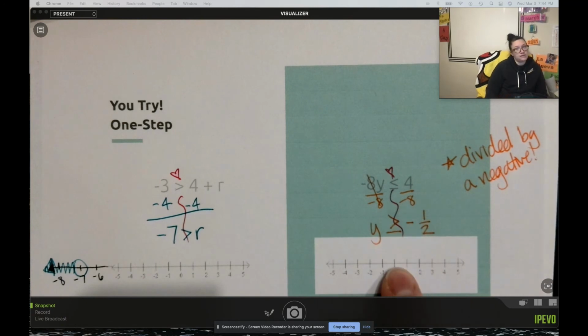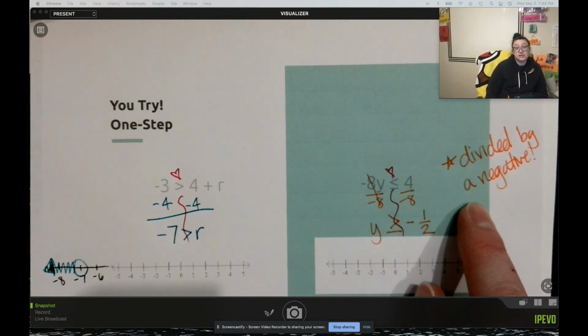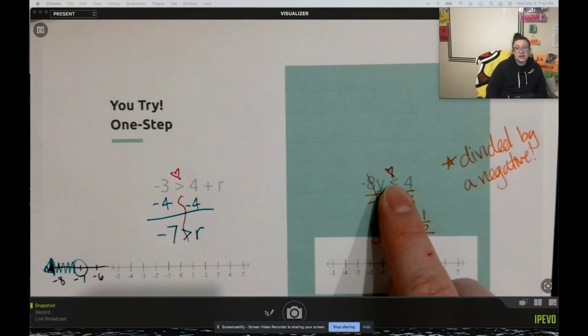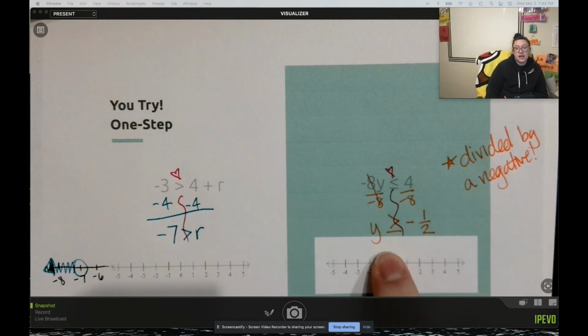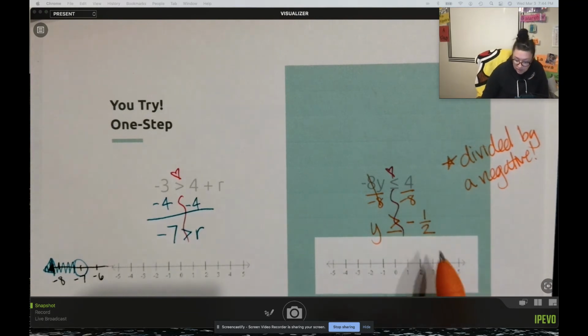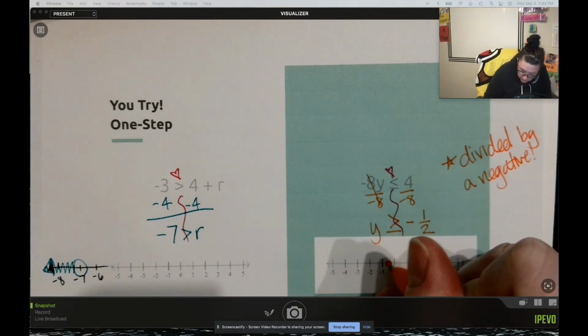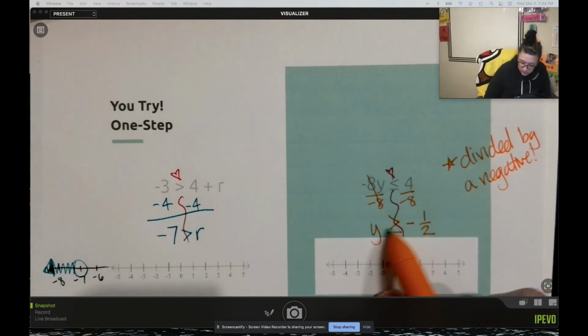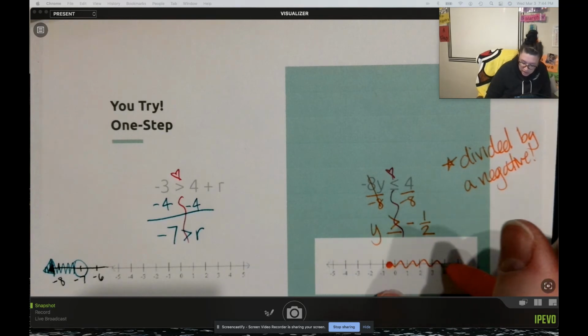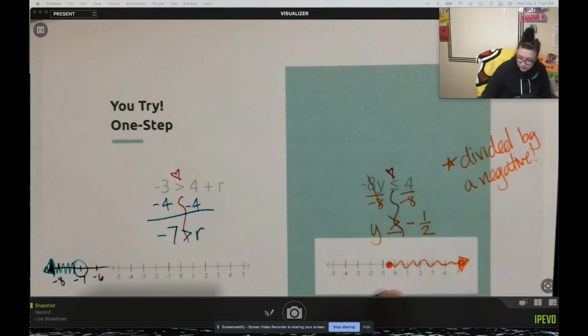This right one I didn't graph yet because I wanted to go over that together. You're dividing by a negative, so you need to flip your sign. It was facing the right, open to the right. It was less than. I flip it, now it becomes greater than. So I should get that y is greater than or equal to -1/2. On my number line, -1/2 is going to be between -1 and 0. So I want a closed circle there. Y is greater than, so I'm going to shade to the right.